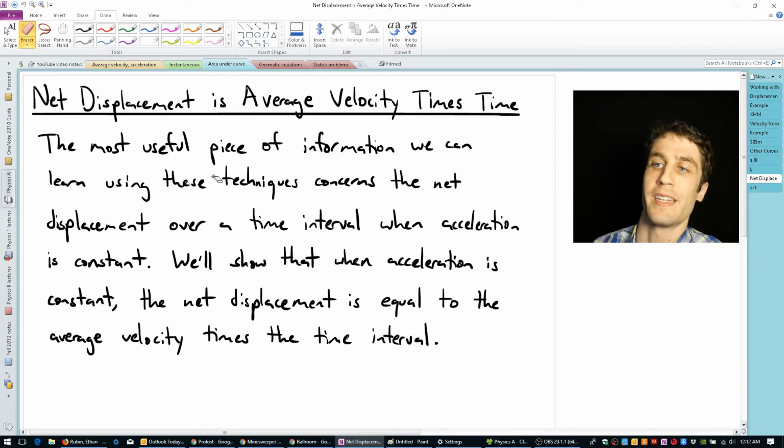But really what I want you to take from this video, if nothing else, is this last equation, which is really going to open up quite a bit of new material for the class. So net displacement is the average velocity times time. The most useful piece of information we can learn using these techniques concerns the net displacement over a time interval when acceleration is constant. So we'll show that when acceleration is constant, the net displacement is equal to the average velocity times the time interval.